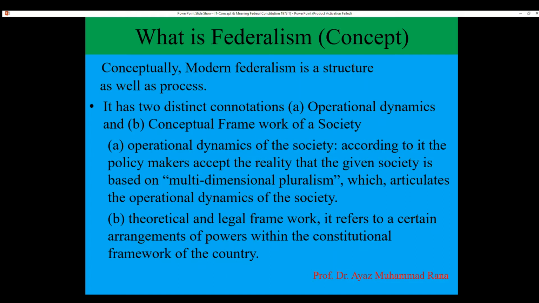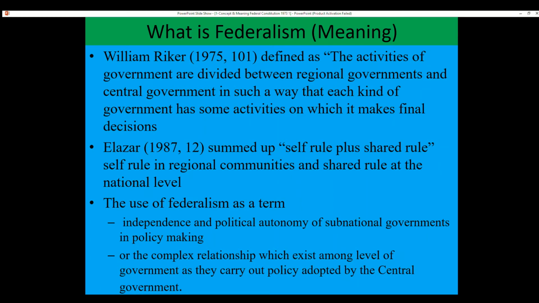Second, theoretical and legal framework of the society. It refers to certain arrangements of powers within the constitutional framework of the country. And federalism has been defined by various writers in different styles.